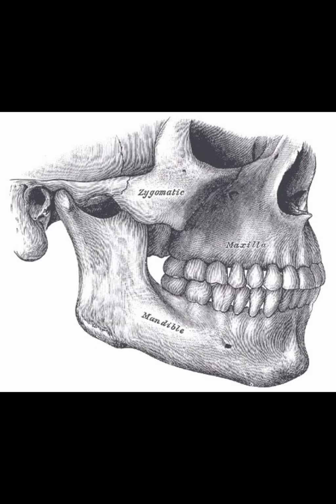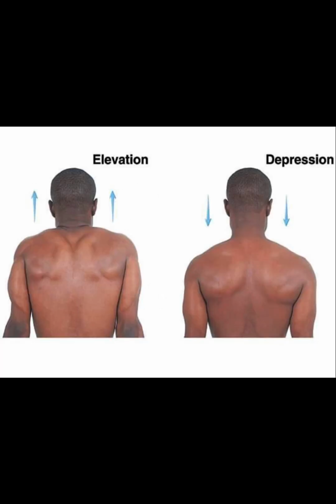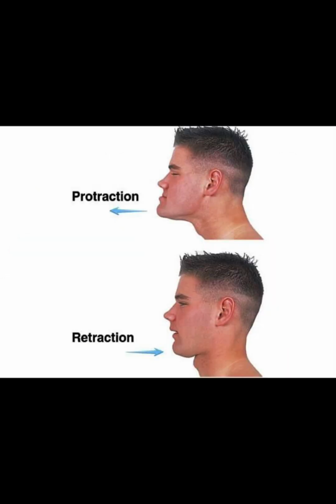Scapula, jaw, and general positioning. For structural elements like the shoulder blades and the mandible, we use linear displacement terms. Elevation: moving a structure superiorly, which is upward. Depression: moving a structure inferiorly, which is downward. Protraction: moving a structure anteriorly, which is forward. Retraction: moving a structure posteriorly, which is backward.